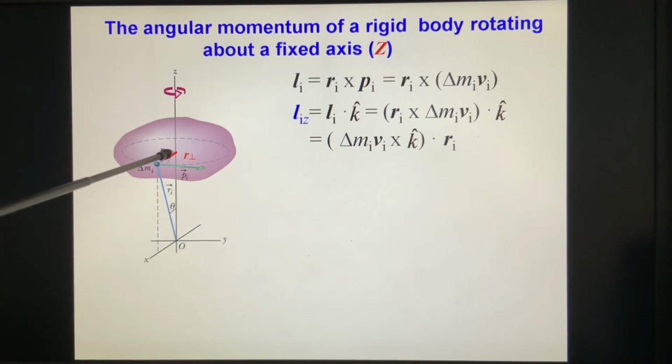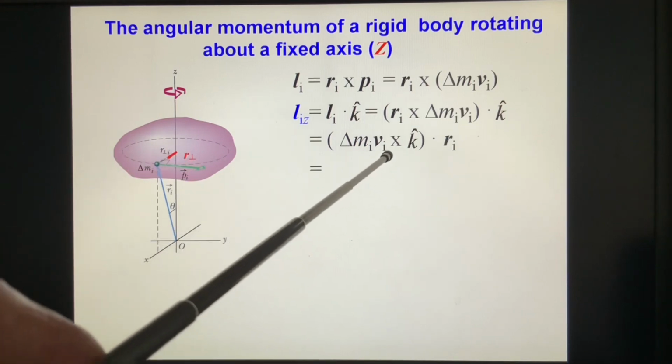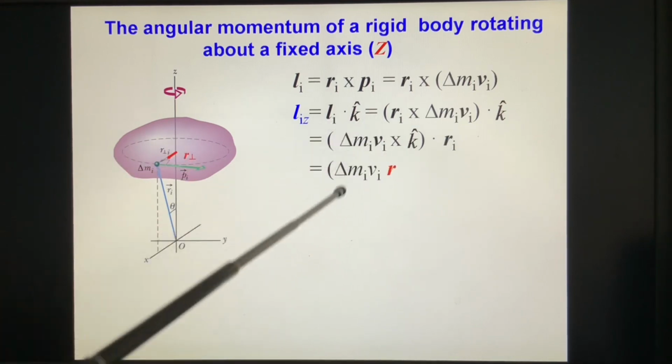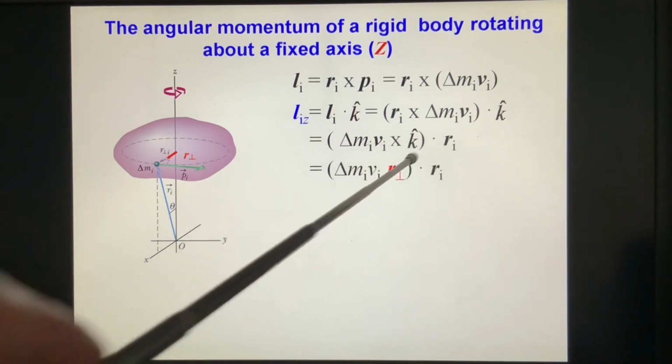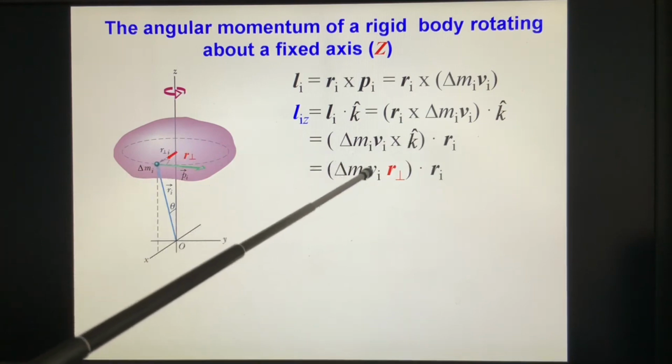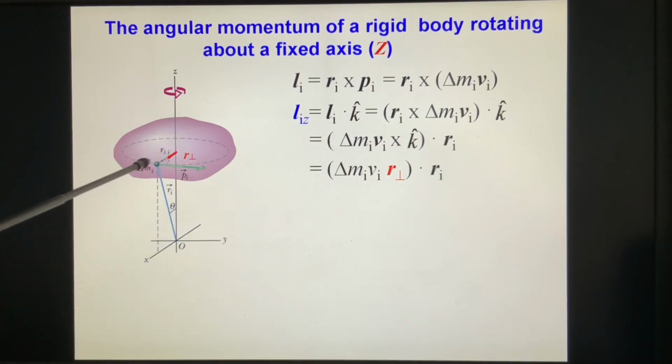Suppose this is a unit vector r perpendicular to p. This is the radius, and this is a unit vector. Now look at this one. This is equal to vi cross k, with magnitude delta mi vi. This cross k gives this direction.